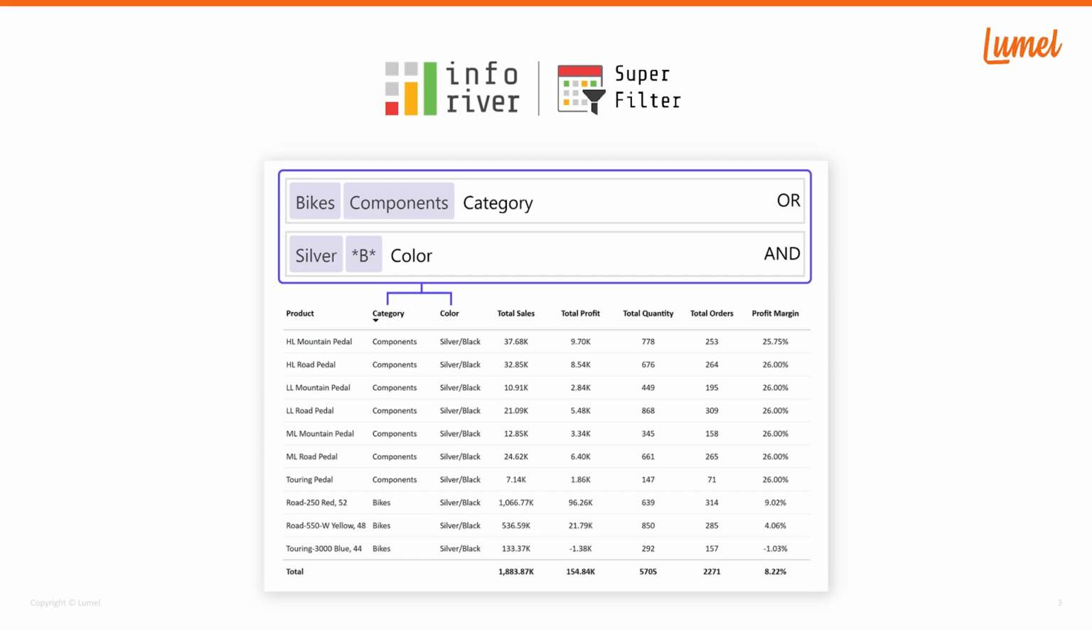This is how users can enhance their experience by gaining precise control over category-based filtering in the Inforiver Super Filter visual.